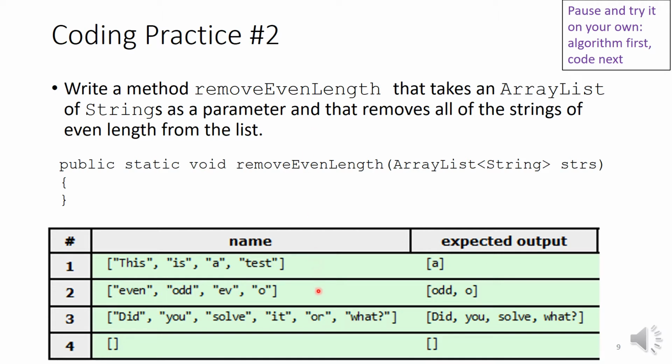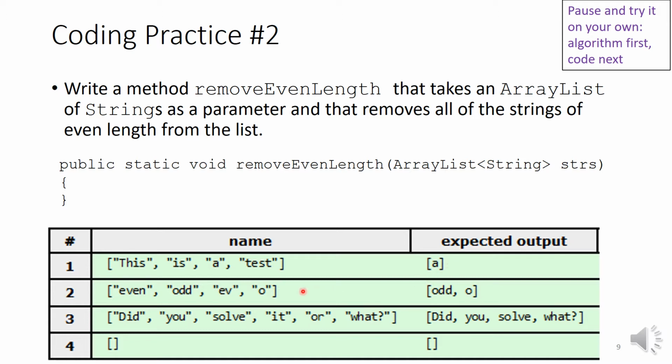Here are a few testing cases. For example, testing case number 1 is an array list with 4 strings: this, is, a, and test. Since this, is, and test all contain an even number of characters, 4, 2, 4, only string a should remain by the end of the method. Different from the last practice, this method doesn't return anything. It just does the work and then finishes.